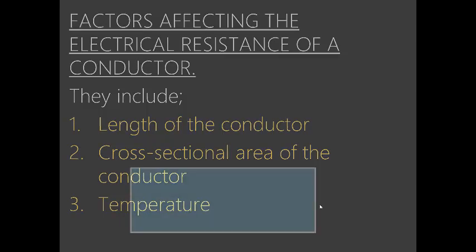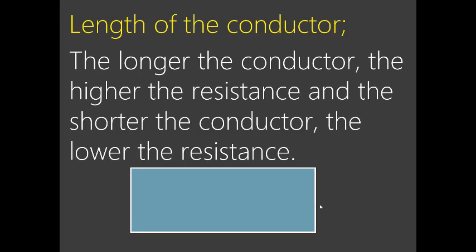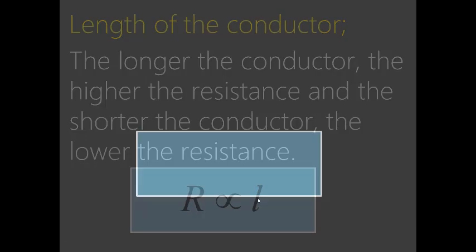You know very well, for example, the length of the conductor. The longer the conductor, the higher the resistance, and the shorter the conductor, the lower the resistance. That is the reason why resistors are formed from wound wires, because when you increase the length of a conductor, you increase the electrical resistance. So resistance is directly proportional to the length of the conductor.